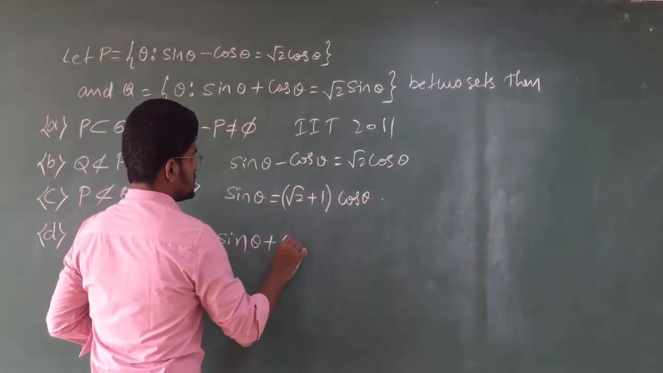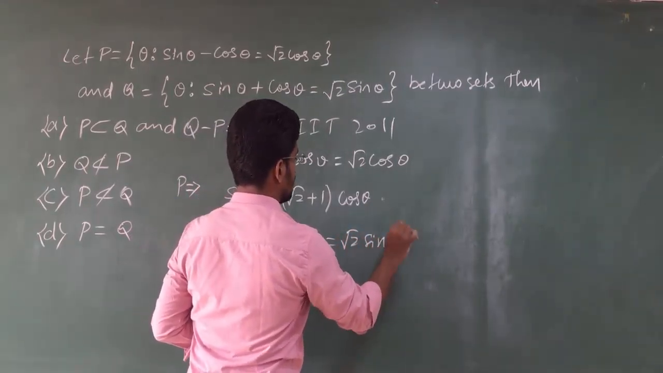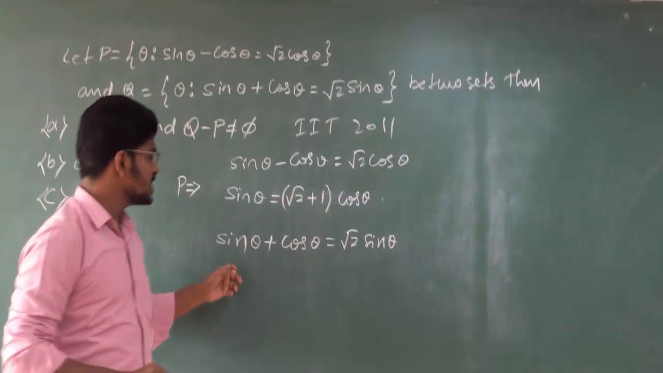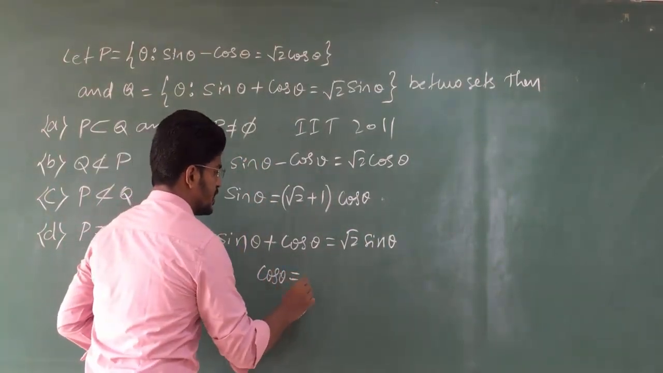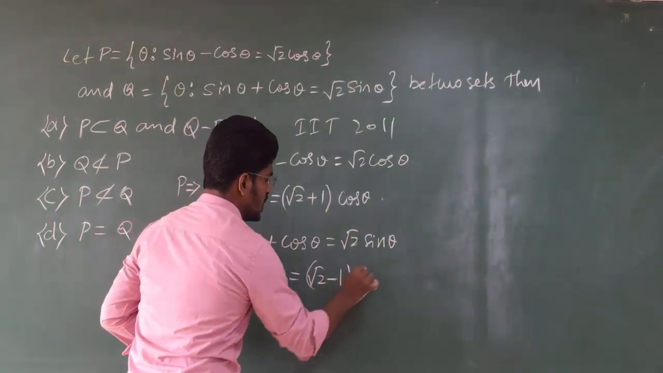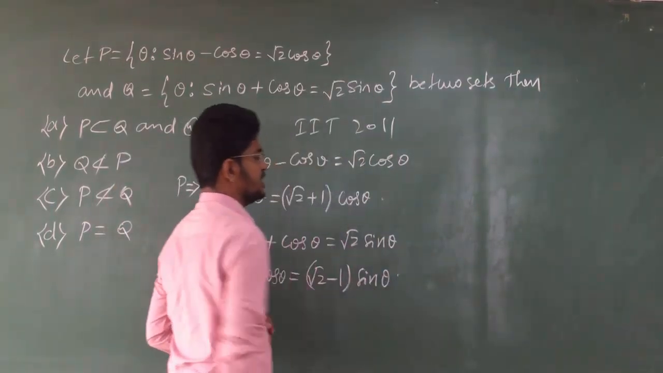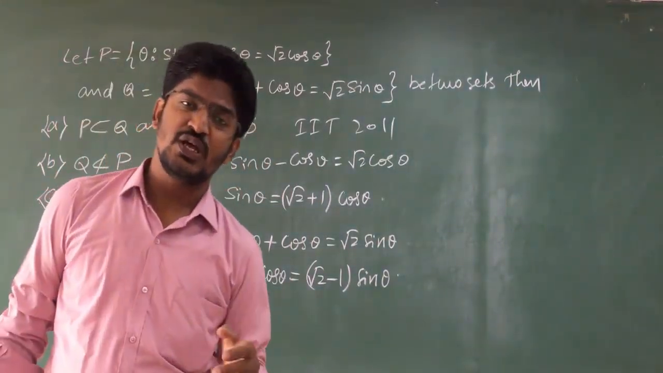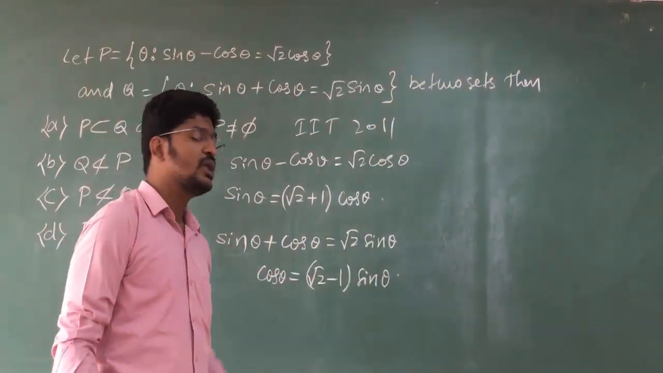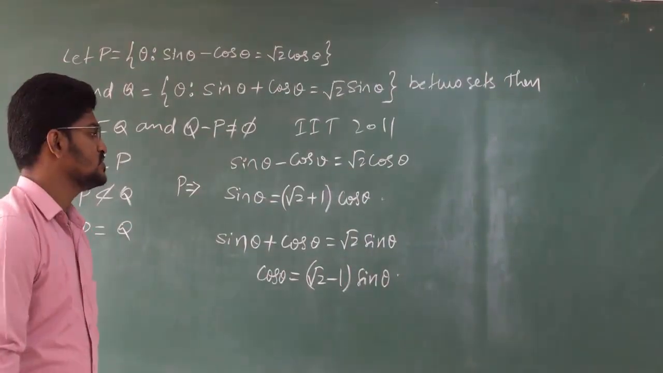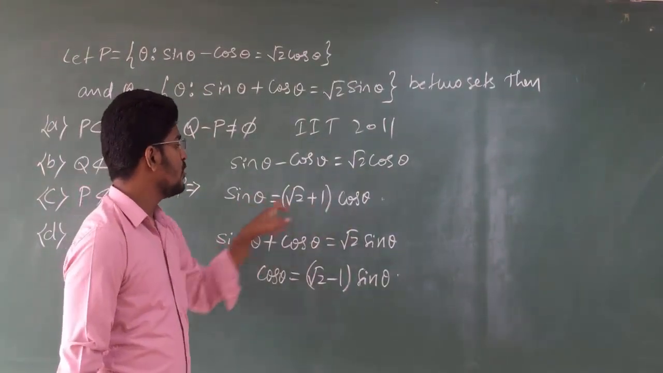Second one: sin theta plus cos theta equals root 2 sin theta. From this, if I take sin theta to that side, it will be minus sin theta. So cos theta will be equal to root 2 minus 1 times sin theta. Therefore root 2 minus 1 I take outside, with sin theta common. Clear? Now if I simplify P further, I will divide by cos theta on both sides.